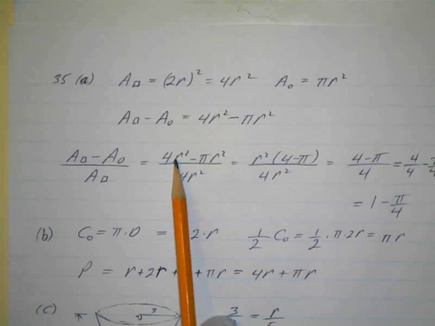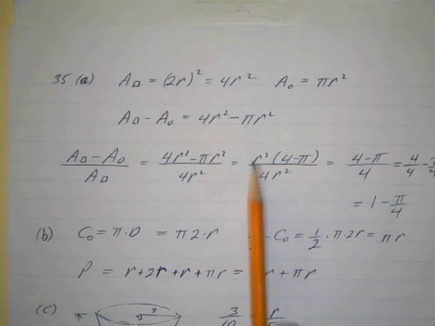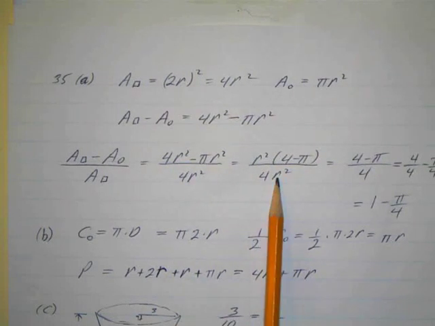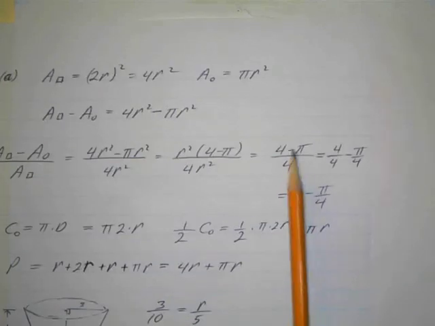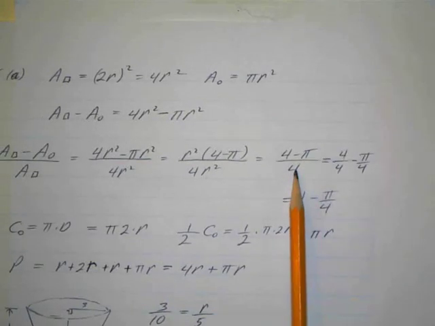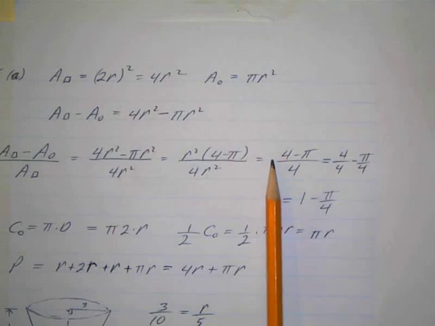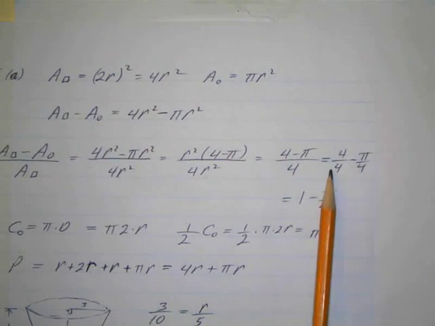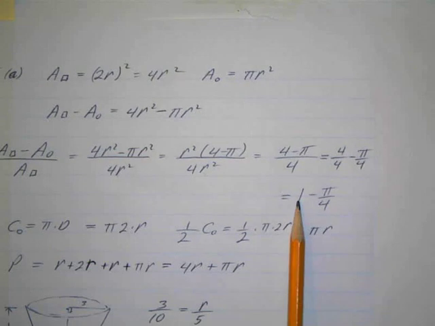We can factor r squared out here, and then we can cancel those r squareds. So we just end up with 4 minus pi over 4. This would have been fine to leave in this form, but for some reason they broke it up into two fractions, 4 over 4 minus pi over 4, which is the same thing as 1 minus pi over 4. Okay.